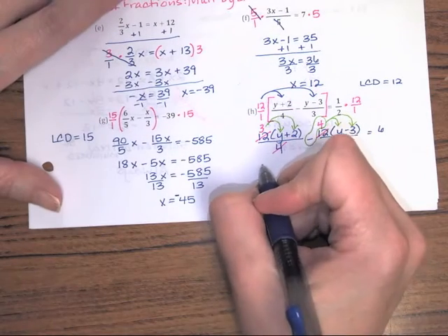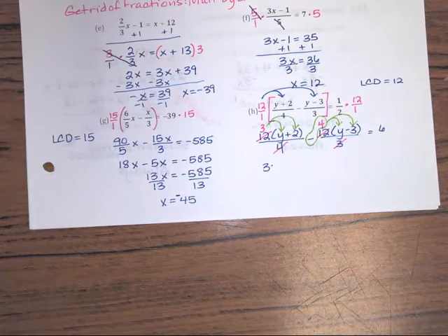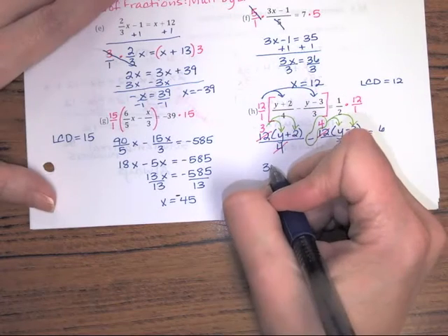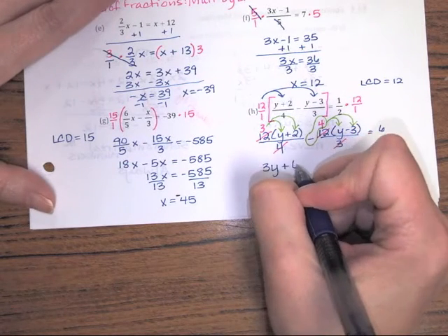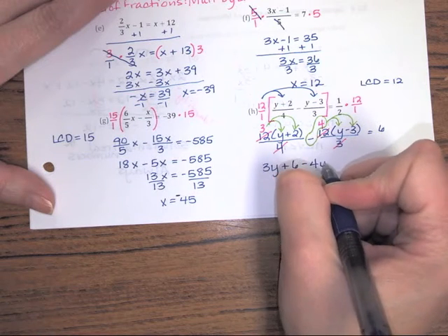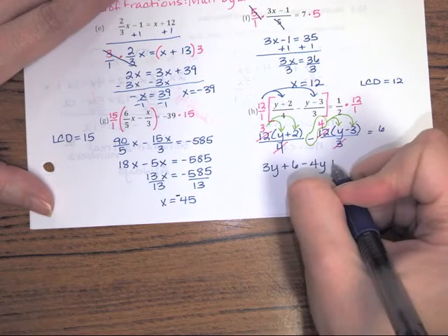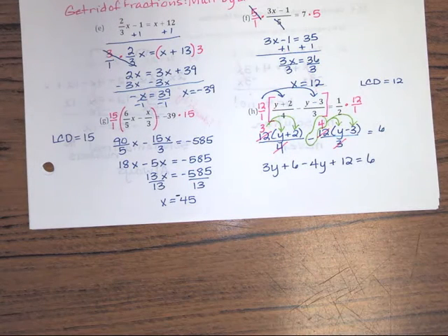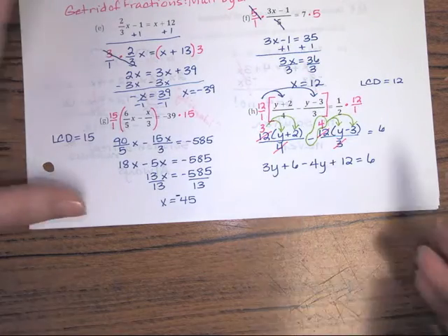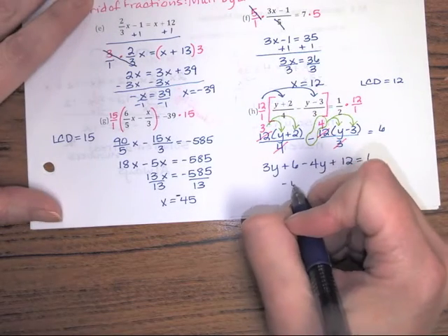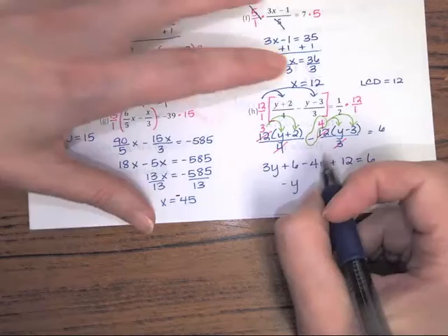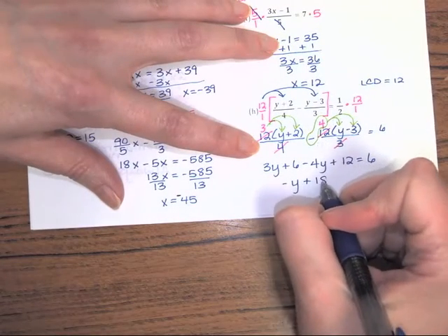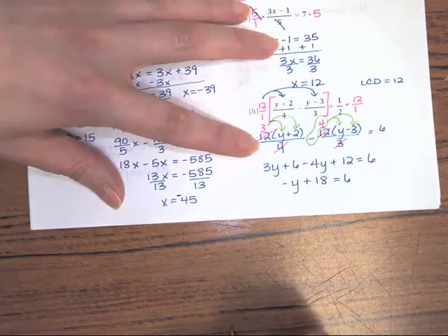So here's what I have. 3y plus 6 minus 4y, and negative 4 times negative 3 is plus 12, and that equals 6. On your left-hand side, you have some like terms. Combine them. I've got a 3y and a negative 4y. This gives me negative 1y. 6 and 12 give me plus 18 equals 6.